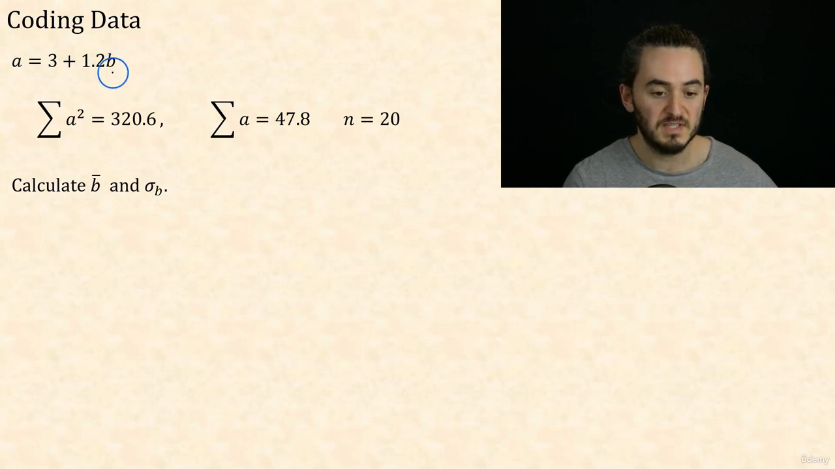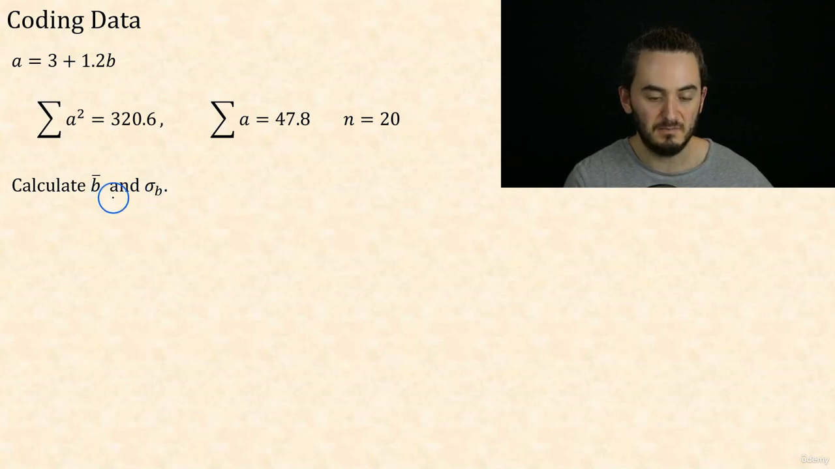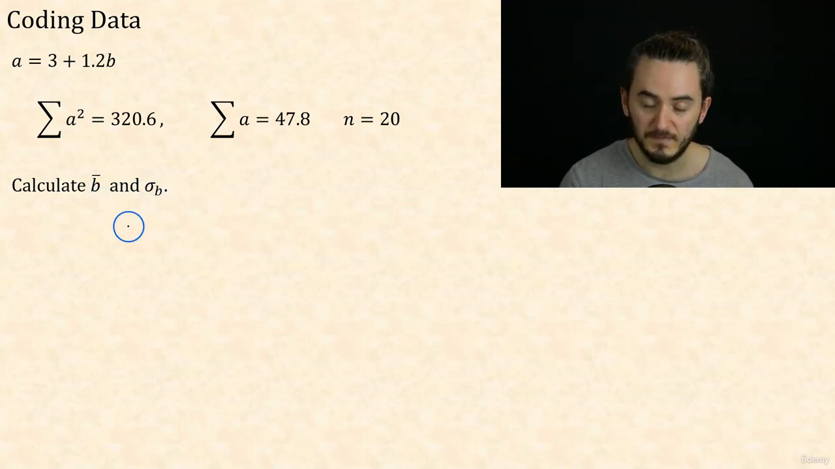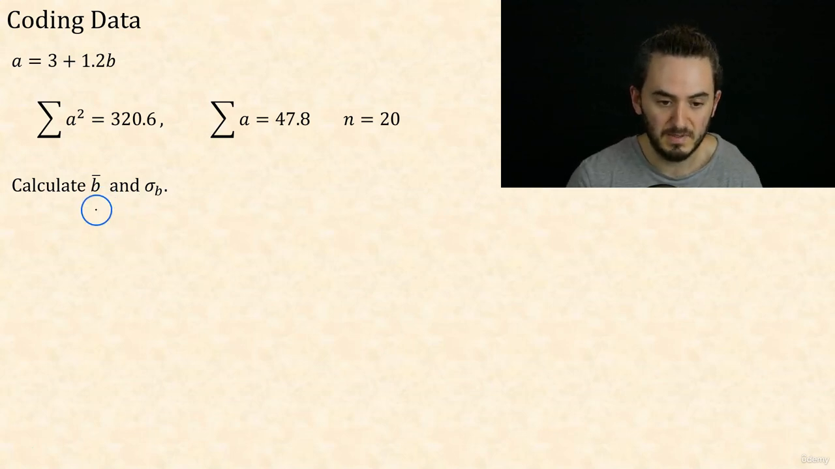Now we've got some summary statistics for A. The sum of the squares of A is 320.6 and the sum of the A's is 47.8, and n equals 20. So we need to calculate the standard deviation of B and the mean of B. To do this, we're first going to calculate the mean and standard deviation of A, and then we're going to use what we know about coding to find the mean and standard deviation of B.